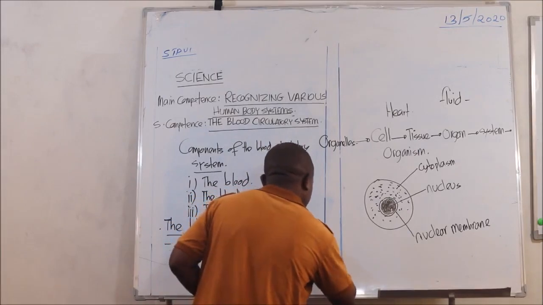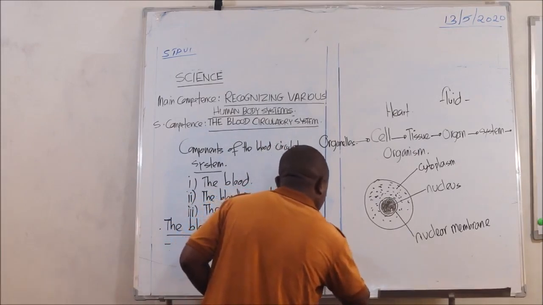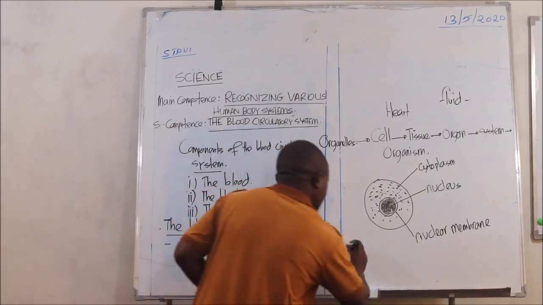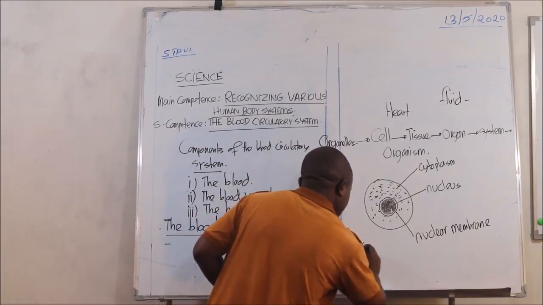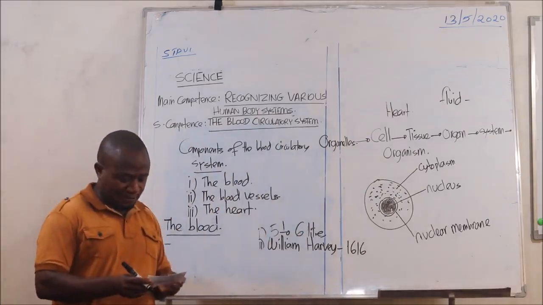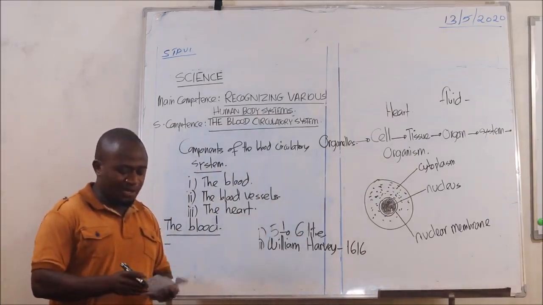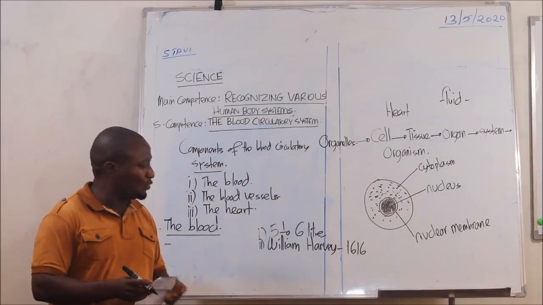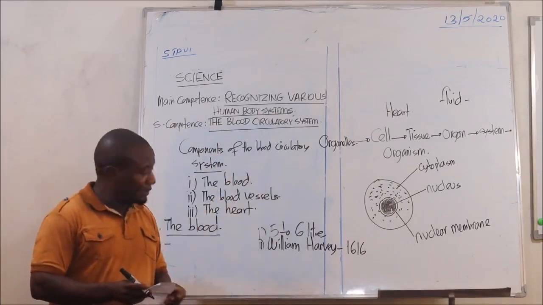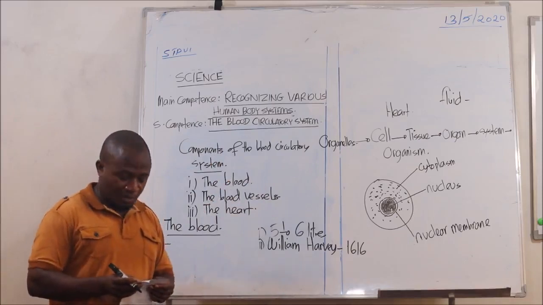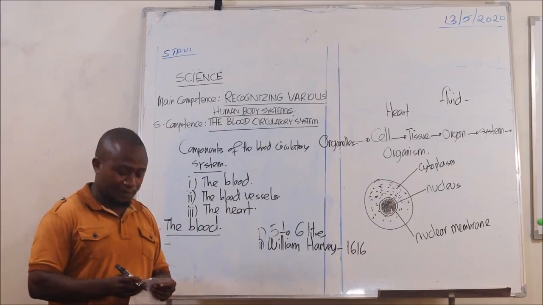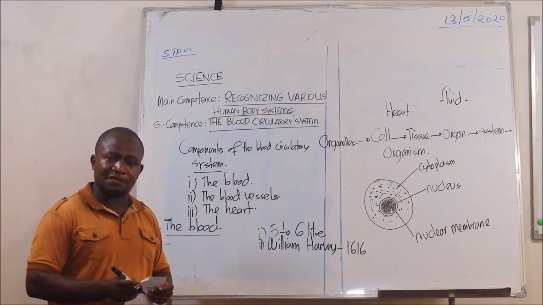William Harvey. In which year? 1616. This man discovered the blood circulatory system, so we really honor his contribution to the discovery of the blood circulatory system. How I wish we get a young Tanzanian who can also discover very big things in science, and we honor them.